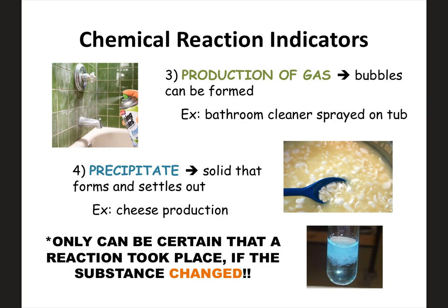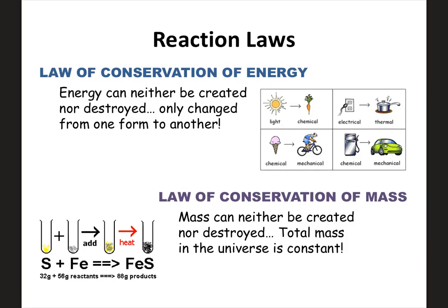There's other indicators here, maybe sound, odor change, light. So as long as you got a new substance, then you can say that a chemical reaction took place. All right, these are just things to key you in that maybe one took place, but you got to get a new substance in order for it to be a chemical reaction. I'm going to quickly go through the three different reaction laws here that you need to know about. So we will come back to these as we work through the course.